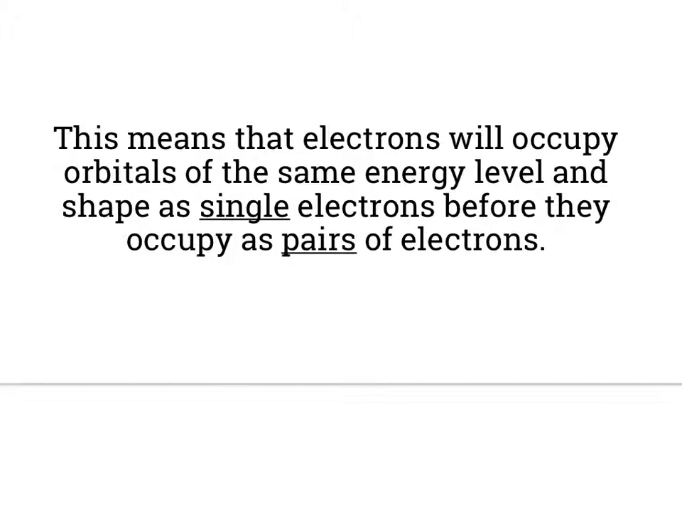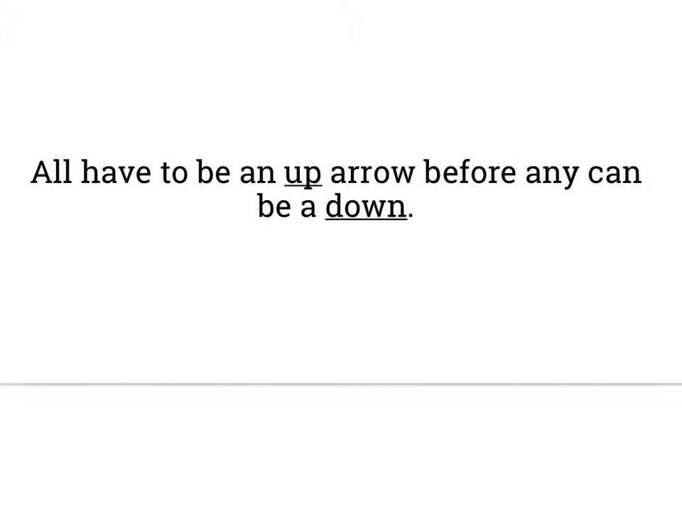That means that electrons are going to occupy orbitals of the same energy level and shape, again sometimes called shell and subshell, as single electrons before they occupy as pairs of electrons. Because remember, Pauli says that if you're going to have a pair in the same orbital, they have to be spinning in opposite directions. So before any of those are made pairs, they're all going to be single electrons. That way they're not all having to go the opposite spin. So actually what will happen is they'll occupy the orbitals with basically the same spin. Okay? Or, as I've said in the past, all have to be an up arrow before any can have a down.